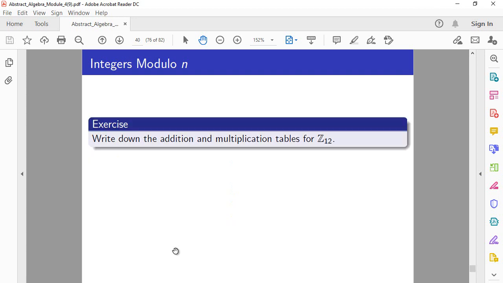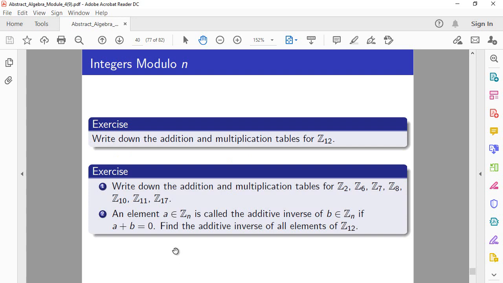And here is an exercise where you have to come up with the addition and the multiplication tables for Z12. Another exercise where you have to write down the addition and multiplication tables for Z2, Z6, Z7, Z8, Z10, Z11, Z17, and then question number 2 says an element A in Zn is called the additive inverse of B in Zn if A plus B is 0. And you need to find the additive inverse of all the elements of Z12.